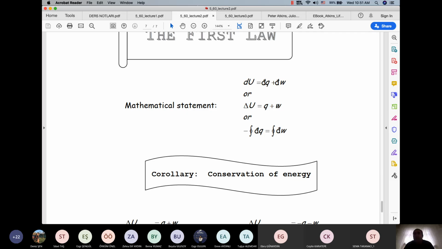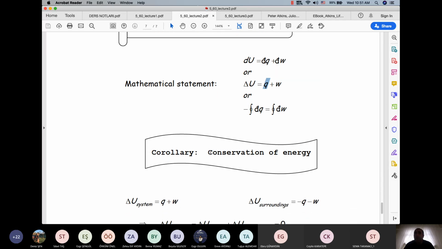For an isolated system, there is no volume change, or there is no work or heat flow. So if the volume doesn't change, and if the heat doesn't change, this has to be zero, this has to be zero, and the delta U must be zero. This is called conservation of energy.